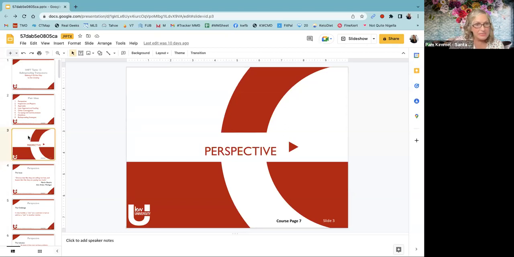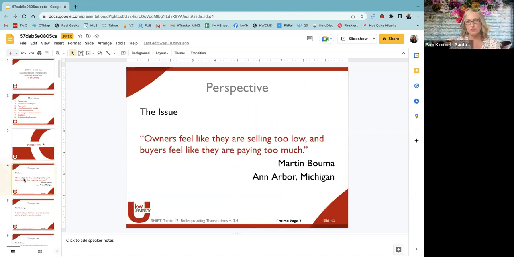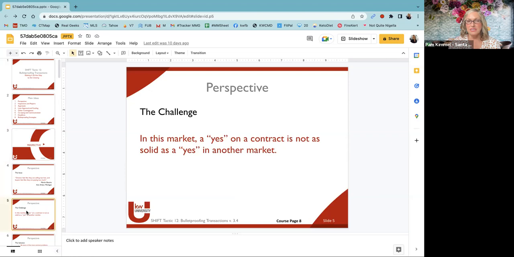So let's look at perspective. Owners feel like they're selling too low. Buyers feel like they're paying too much. We've got to help everyone find the middle ground. In this market, a yes on a contract is not as solid as a yes in other markets.